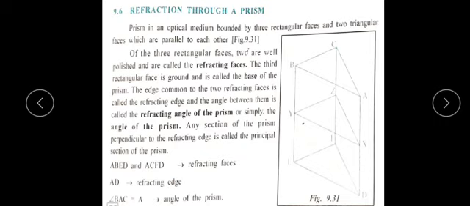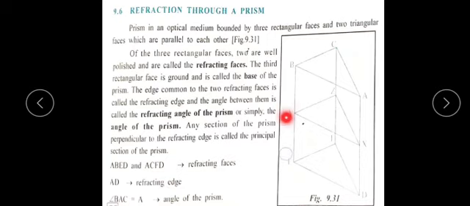The next concept is about refraction through a prism. Before going on to explain refraction through a prism, we need to know about the prism. What is meant by a prism first? See here, this is the prism diagram. A prism is an optical medium bounded by three rectangular faces. There are three rectangular faces here.